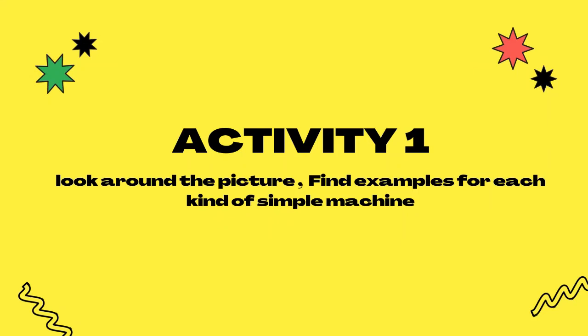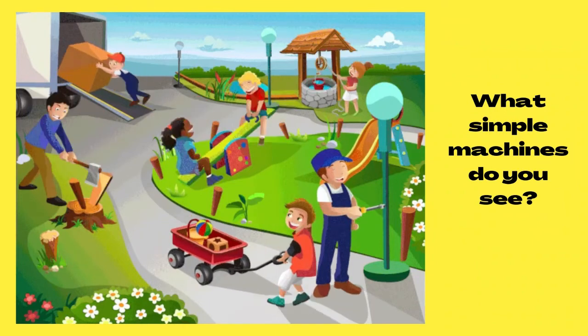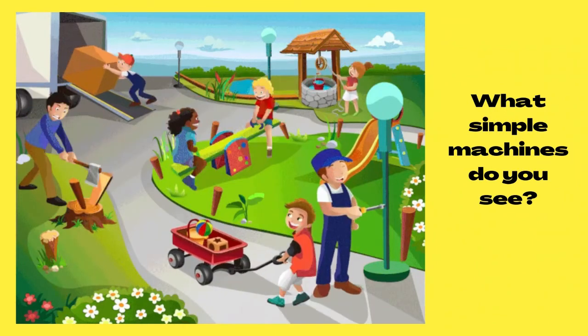After our investigation in the world of science, let's find out if we learned something. Let's answer the following activities. For activity 1, look around the picture. Find examples for each kind of simple machine. What simple machines do you see? What simple machine is being used by the man in the truck?